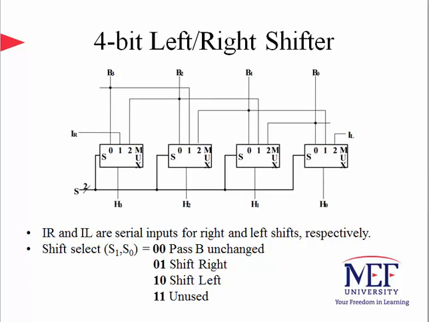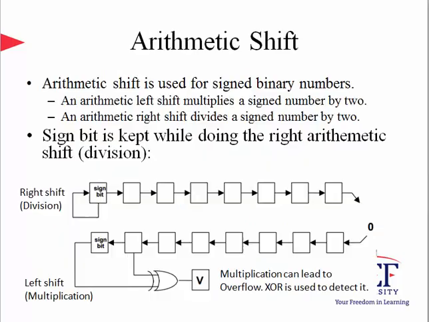One of the main use cases is to perform multiplication and division operations. This slide shows an implementation of the logic shifter using multiplexers. You could alternatively implement it using different logic blocks. Shift select bits are selected to perform either the unchanged, shift right, shift left, or unused cases as summarized at the bottom of the slide.